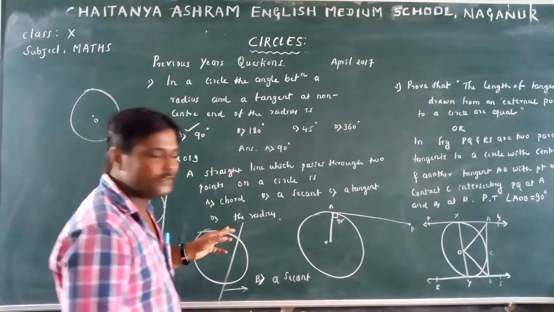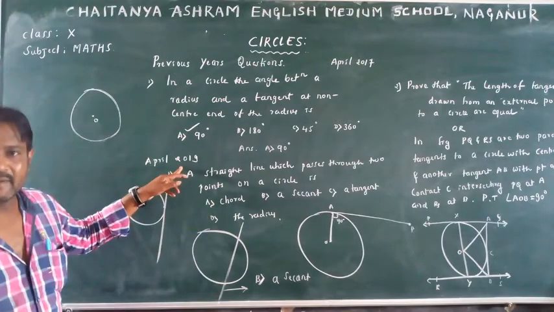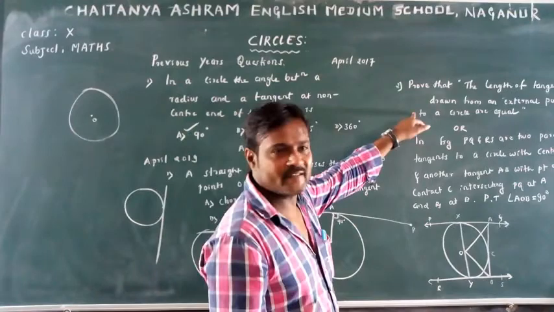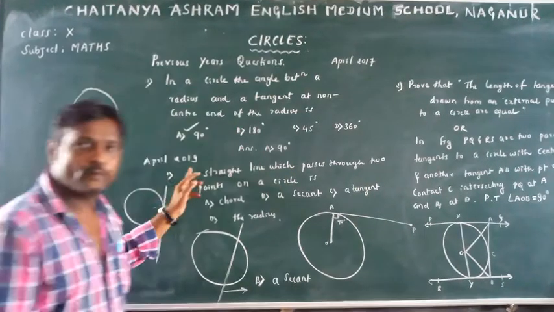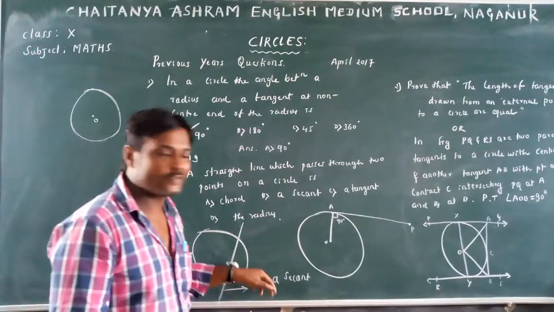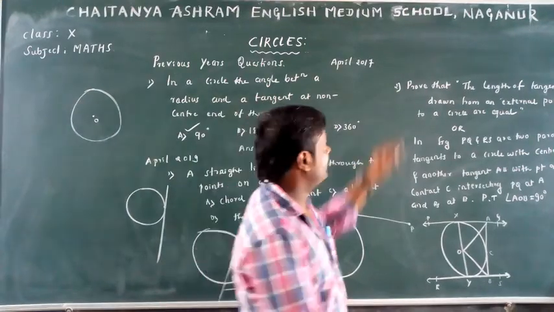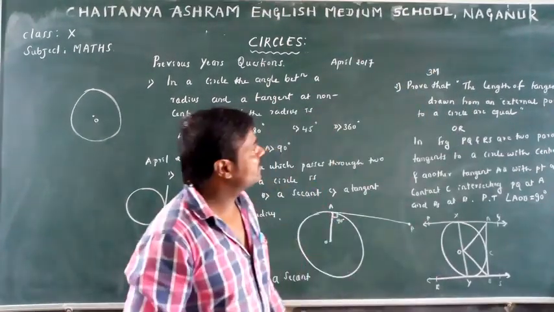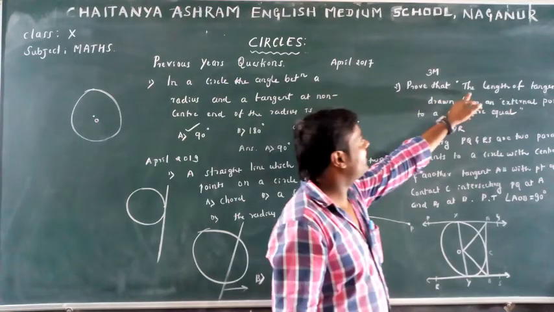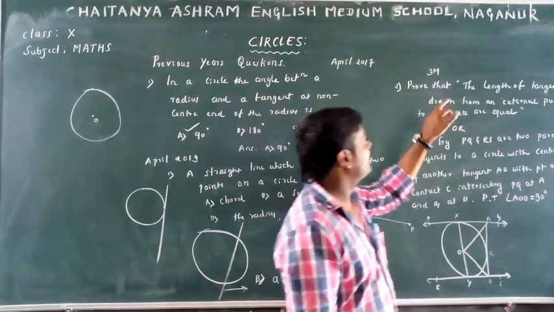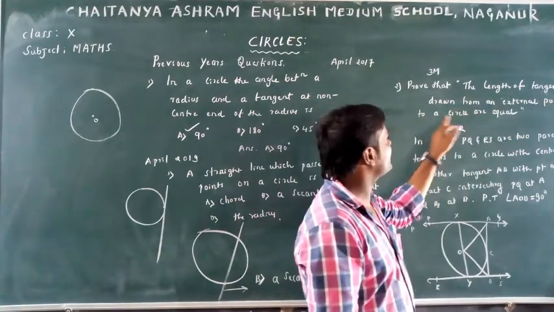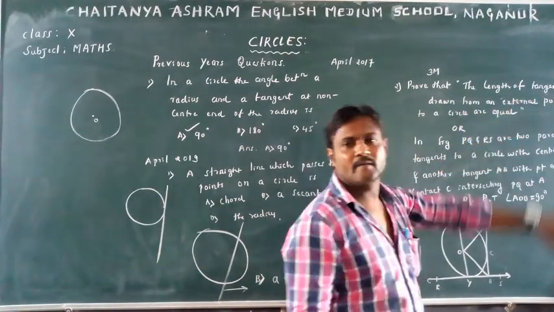There is one MCQ in the year April 2019, and this is also in the same year, April 2019. One MCQ question and one 3-mark question. This is the way to do a 3-mark question. Prove that the length of tangents drawn from an external point to a circle are equal.